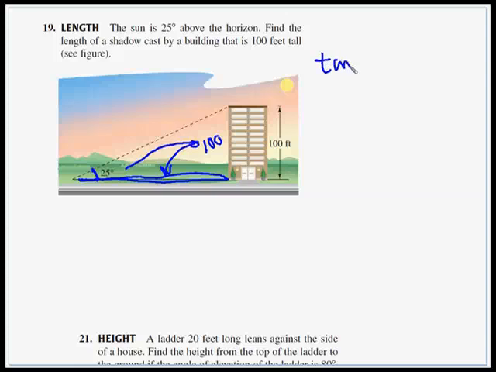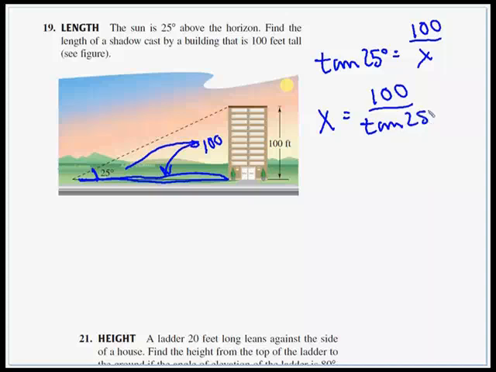The tangent of 25 degrees equals opposite, 100, over our adjacent side, let's call it x. And if we manipulate this and solve for x, we're going to get x equals 100 divided by the tangent of 25. So on the calculator, 100 divided by tan 25 equals, and we'll get approximately 214.45 feet.